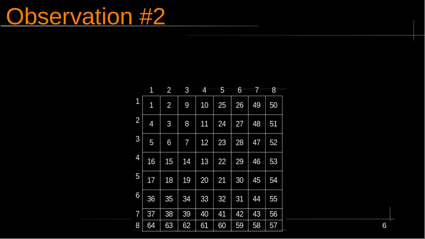The second observation, if y is even, we can see that the number at row y, column 1, is y squared. As you see, for example, at row 2, column 1, we have the element 4. Same for row 4, we have 16 here. Same for row 6, we have 36. Same for row 8, we have 64.